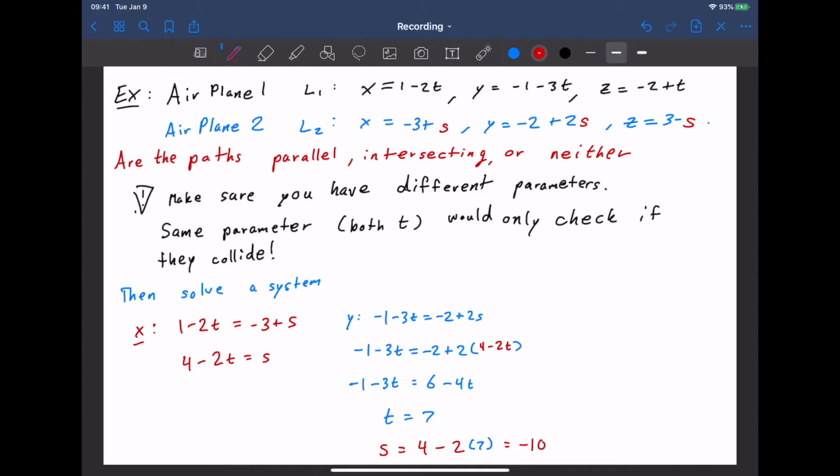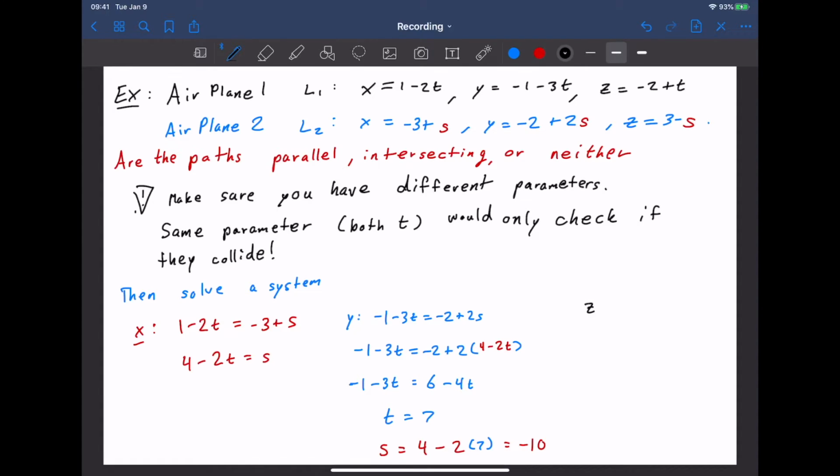And does that mean they intersect? Absolutely not. That does not show they intersect, not yet. Right now we have two variables. It means the x and the y line up. It means there is a time, like 7 minutes into flight 1 and negative 10 minutes into flight 2, whatever that means, where they line up in the xy spot. But they could have different heights. They could have different z's. So then we're going to check our work using the z's.